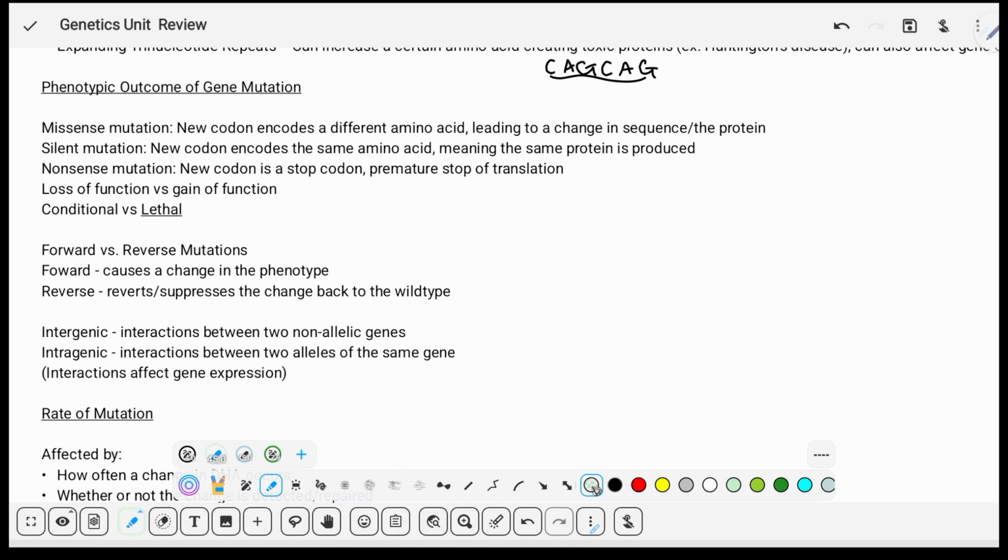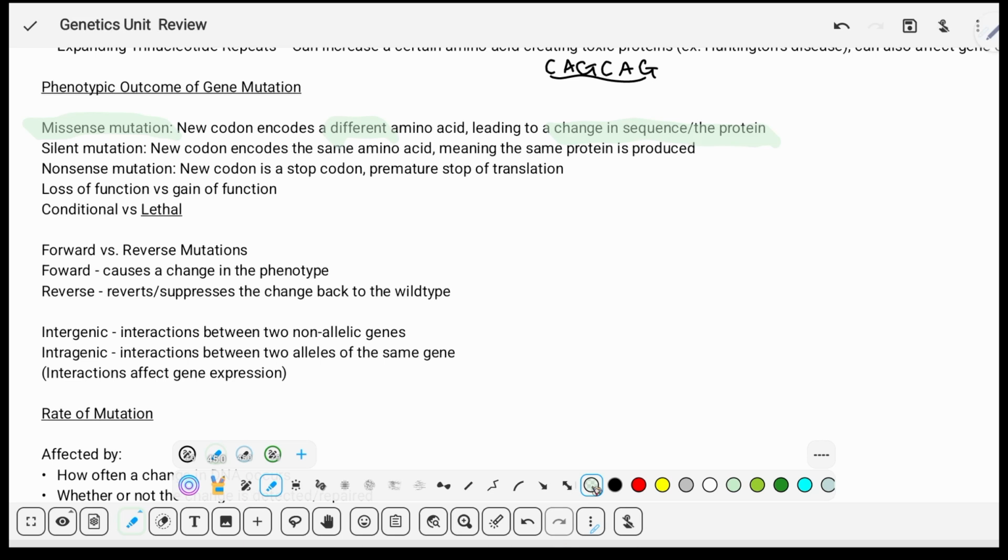So we have a missense mutation. This is where a new codon encodes a different amino acid, leading to a change in the sequence in the protein. This usually is pretty damaging because, again, a different amino acid in the protein means that the protein will have a different structure, which means it will have a different function, or it will lose that function. So missense mutations are pretty serious.